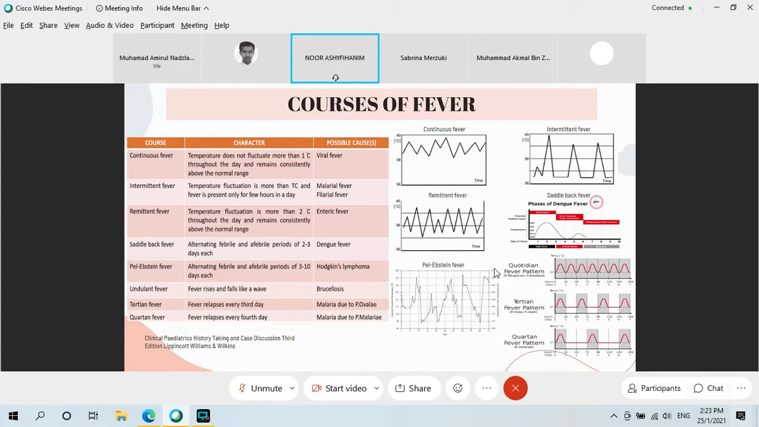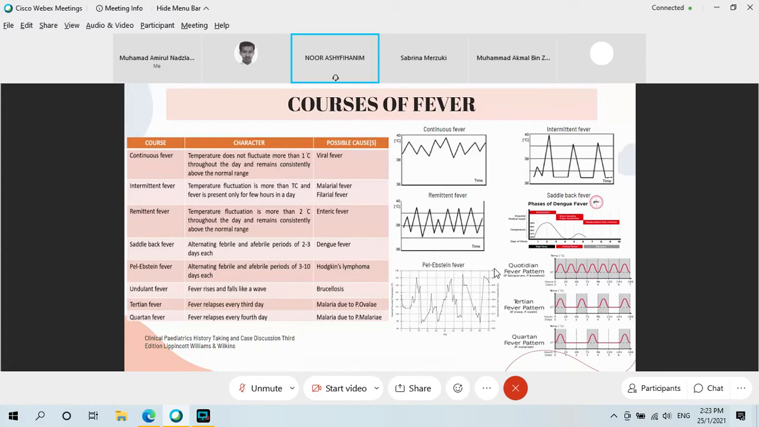The second one is the intermittent fever. The intermittent fever can be characterized by temperature fluctuation of more than the core body temperature or normal body temperature, and the fever is present only for a few hours in a day. The possible causes are malarial fever or filarial fever.